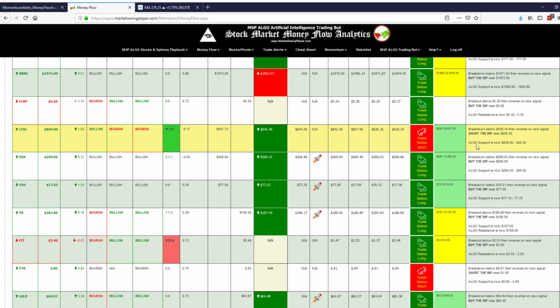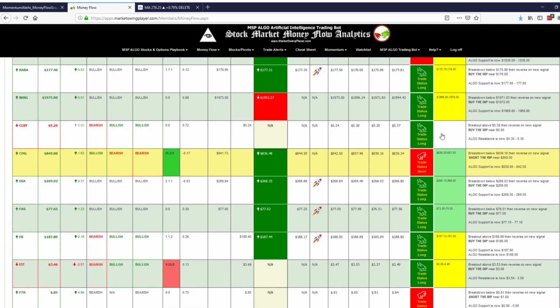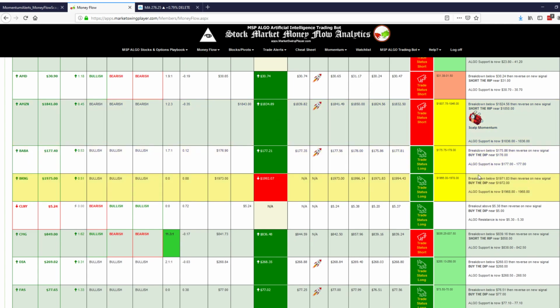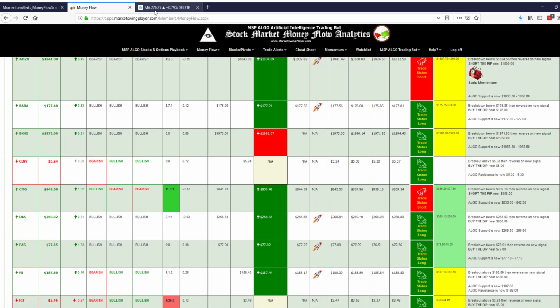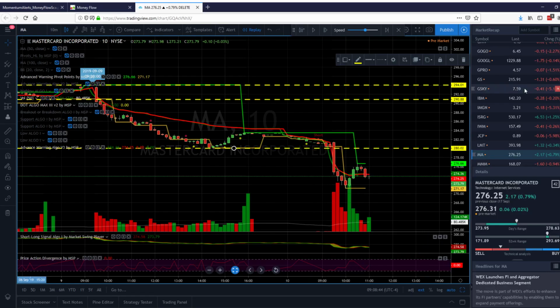Okay, so it says break down below 839, then reverse, a new signal, short the rip near 858. So it's actually saying don't go long here, short first. Okay, so let's see what happened. And this one did not have the scalp momentum alert. So all we have to do is we need to go to CMG.